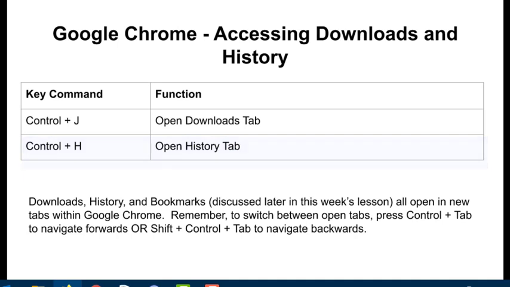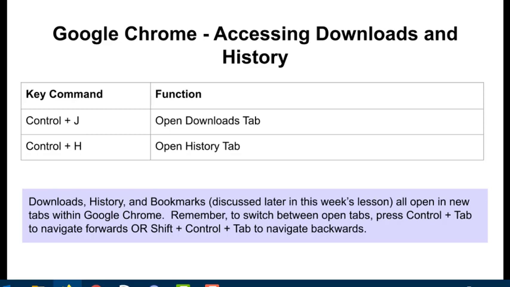Now remember, we talked about this even more before, that downloads, history and bookmarks, which will be discussed a little bit later, all open in a new tab in Google Chrome. And remember, we talked about how to switch between open tabs with Control plus Tab to navigate forward, or if you want to navigate backwards, you're going to add a Shift to that. So it's Shift, Control, Tab to navigate back.